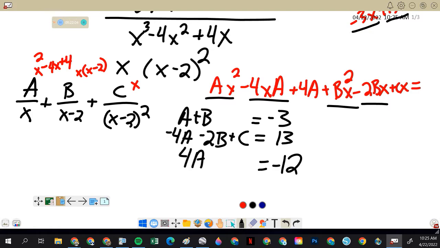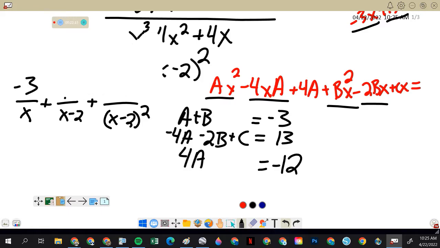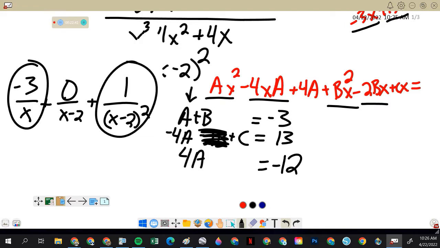Yeah, these are actually really easy to solve because you will almost always have a single variable. So we know that a is negative 3. So if a is negative 3, then b must be 0. And if b is 0 and a is negative 3, then c must be 1. So that original fraction was made by taking negative 3 over x and adding it to 1 over x minus 2 squared.